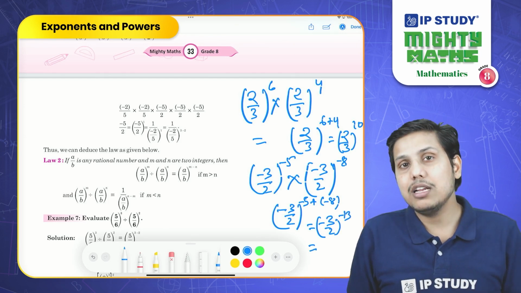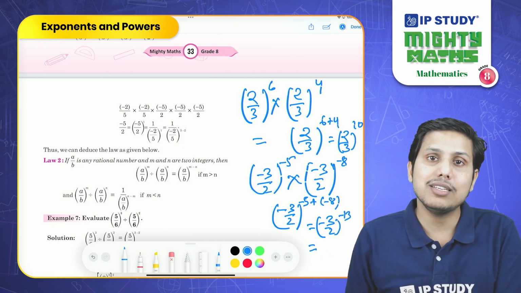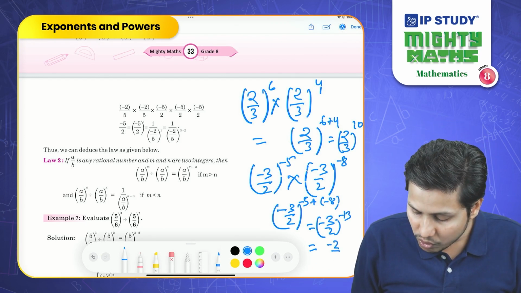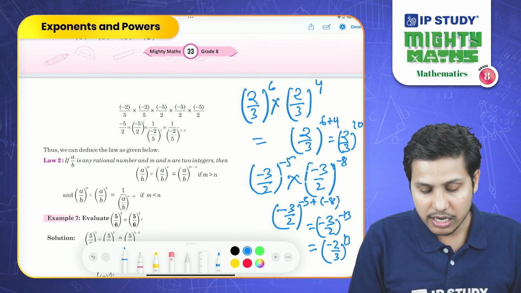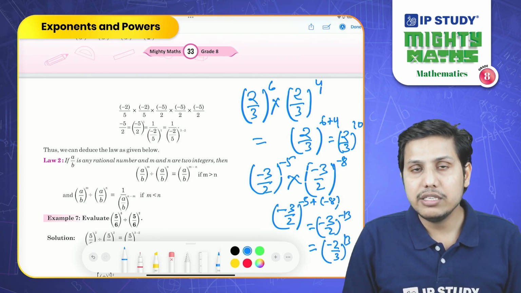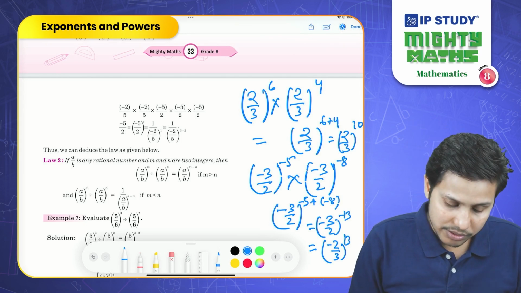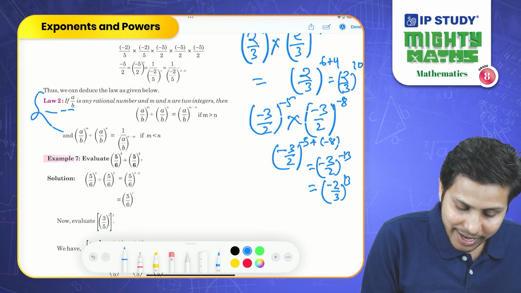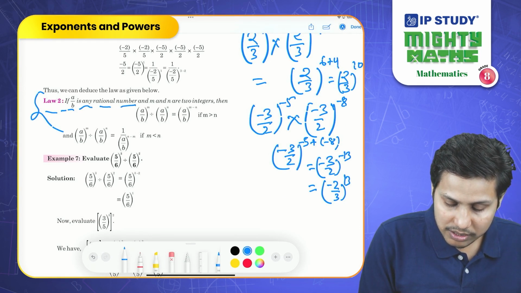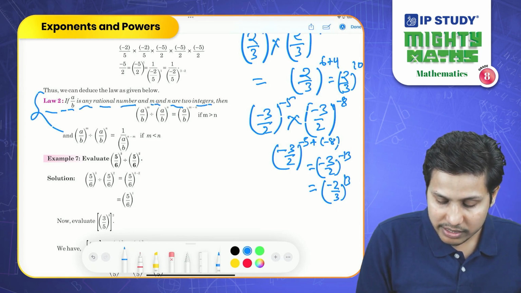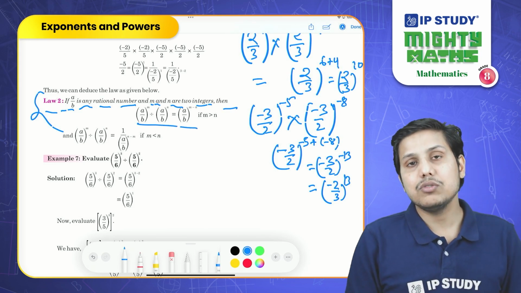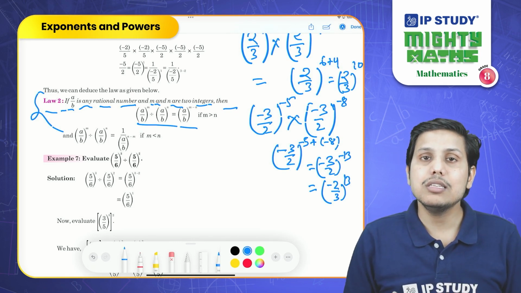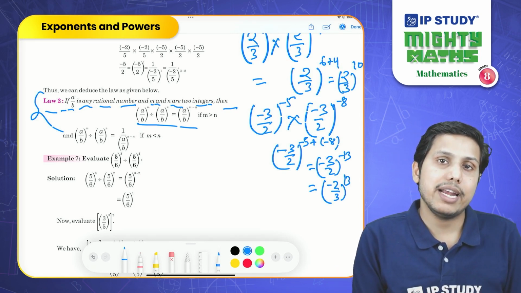Now to write the final answer, always represent the expression or rational number using positive exponents. So we can write it like this: negative 2 over 3 raised to the power of 13. So laws make it easier to deal with exponents. Yes, students. Now moving to law 2, which is, if a by b is any rational number and m and n are two integers, then we have this rule. Yes, students. So we know how to multiply same bases with either positive exponent or negative exponent.